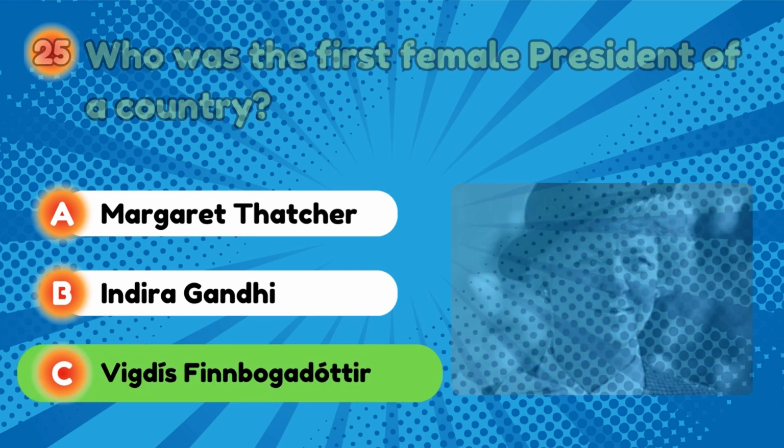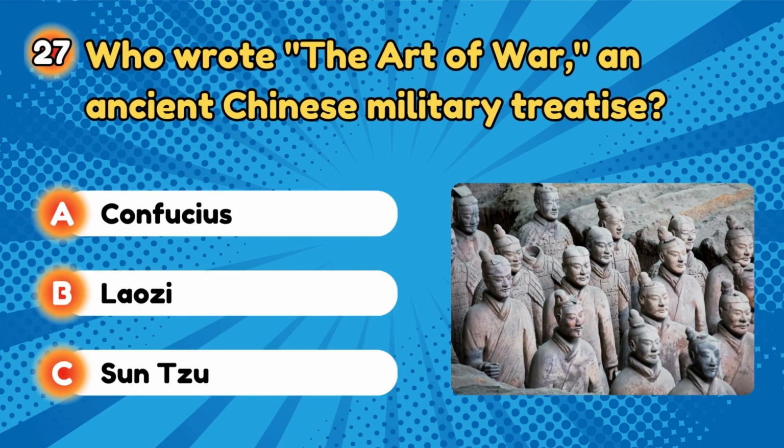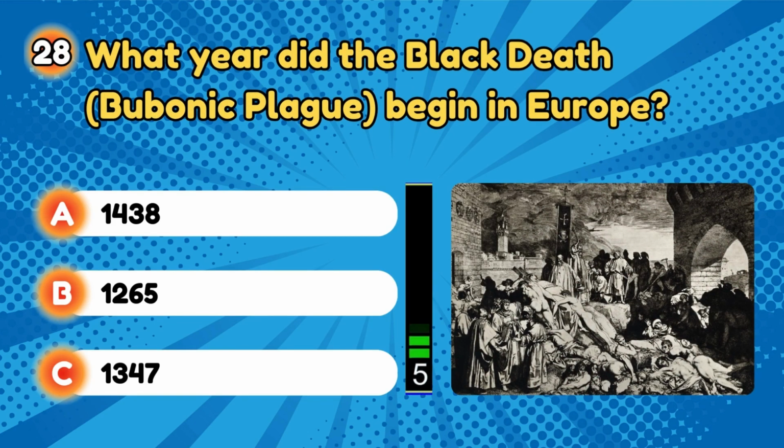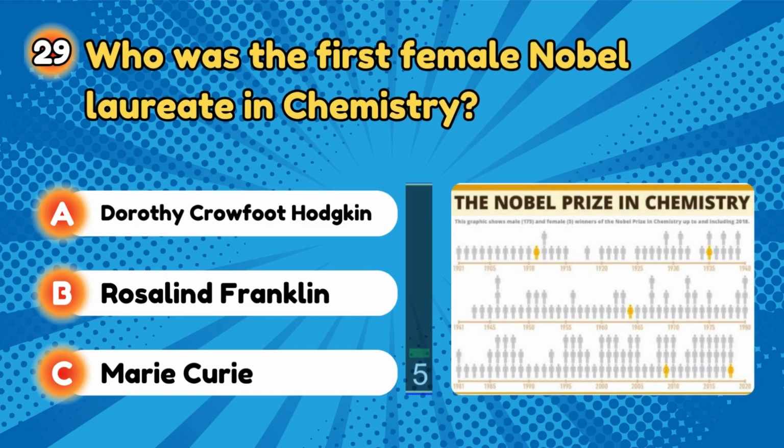Vigdís Finnbogadóttir. The Renaissance originated in which country? Italy. Who wrote The Art of War, an ancient Chinese military treatise? Sun Tzu. What year did the Black Death, bubonic plague, begin in Europe? 1347. Who was the first female Nobel laureate in chemistry?